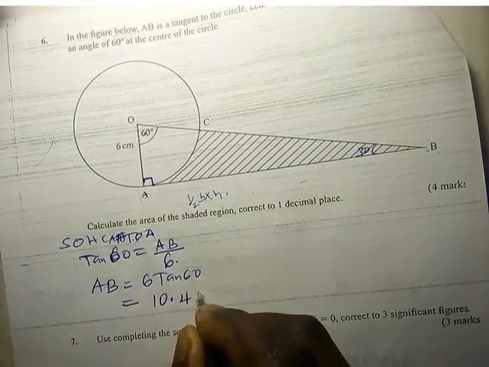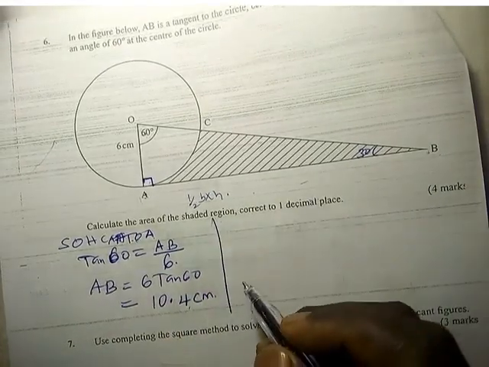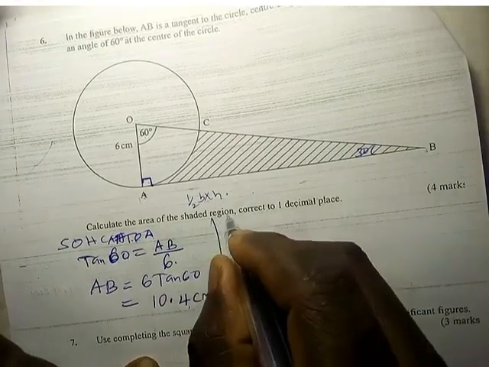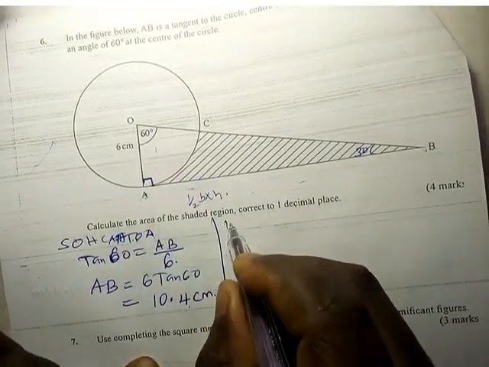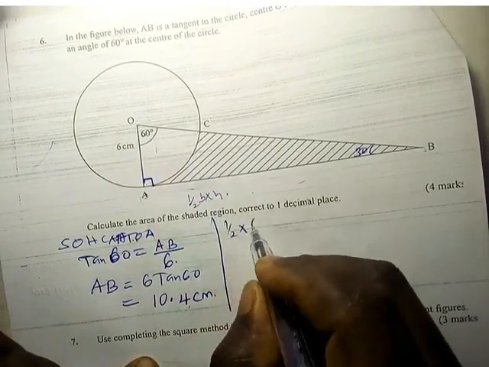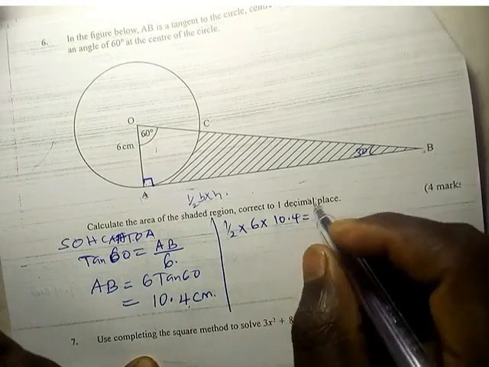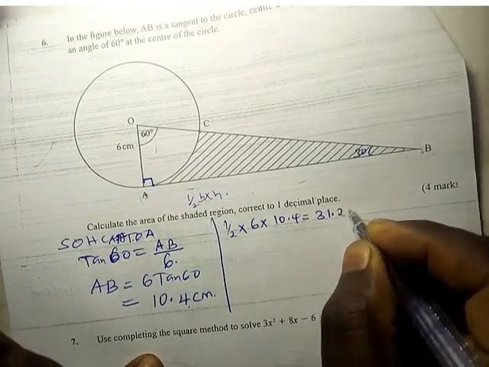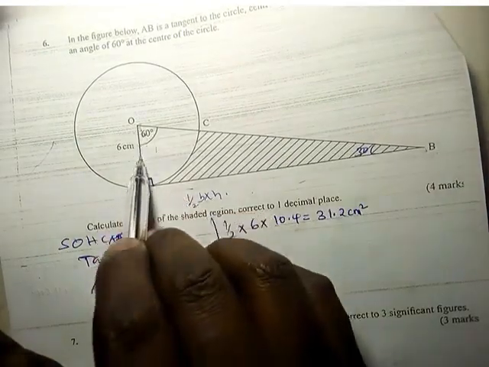That one is 10.4 centimeters, correct to 1 decimal place. Now we can calculate the area of the whole triangle here, which is a half times base 6 times height, which is 10.4, and this one will give us 31.2 centimeters square. The next thing now we calculate is the area of this sector.